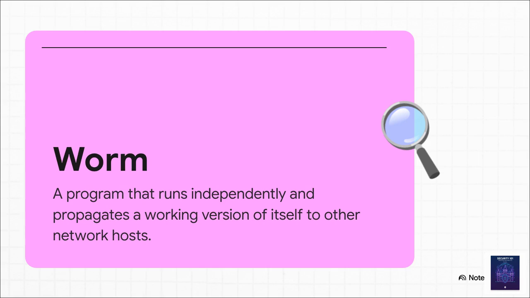Next, we have the worm. Now, a worm is totally different from a virus because it's a self-contained program. It doesn't need a ride. It actively looks for ways to spread itself across a network, usually by finding and exploiting some kind of security weakness in the software. It is built from the ground up to replicate and travel all by itself.